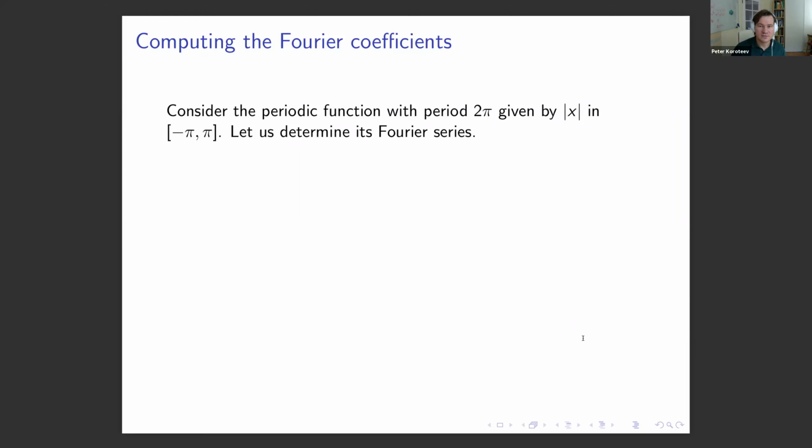Now consider the periodic function with period 2 pi given by the absolute value of x in -pi to pi, and let's determine its Fourier series. So it looks like this, right? This is if you do it from -pi to pi, and then as you might guess, we want to continue it periodically to the whole real line. So it looks like a saw, like a chainsaw, a handsaw.